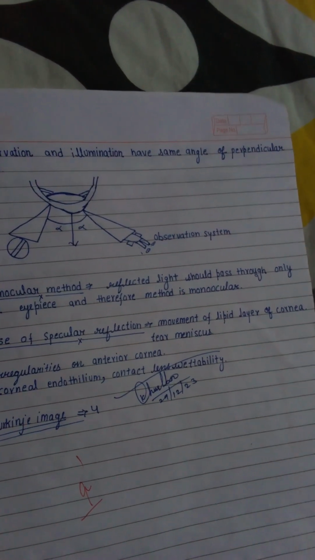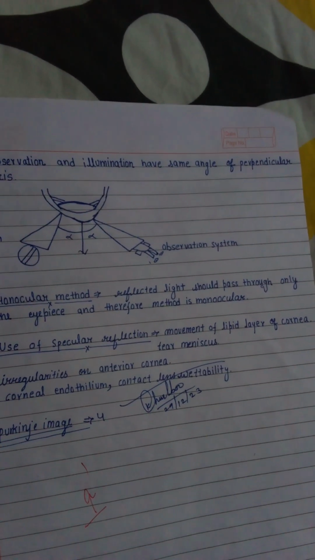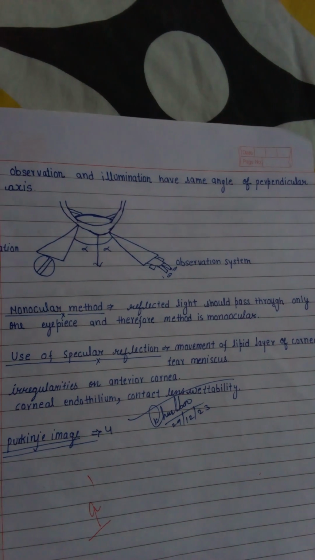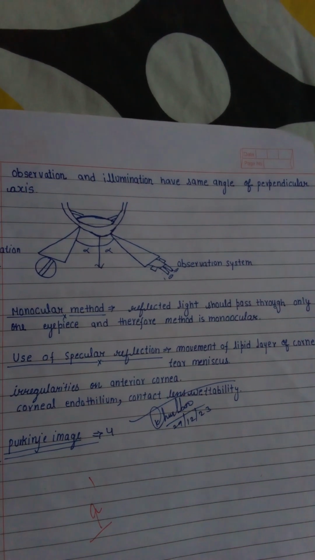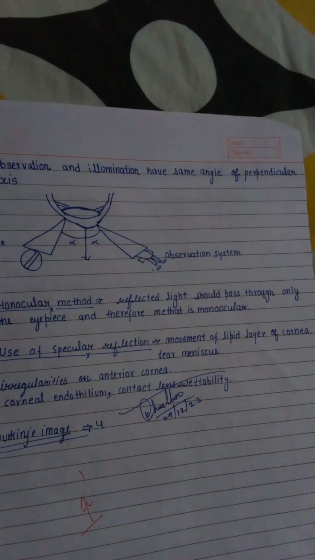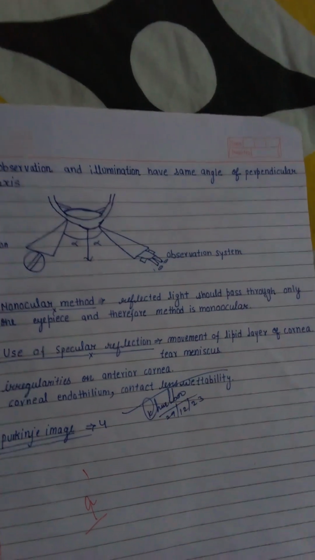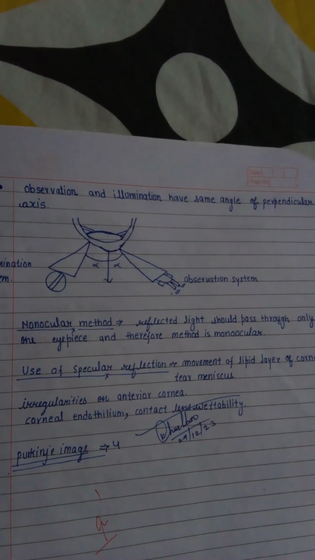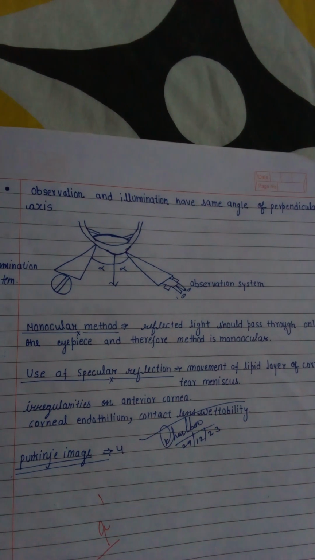Now we will discuss the use of specular reflection. The movement of the lipid layer of the tears, tear meniscus, irregularities of the anterior cornea, corneal endothelium, and contact lens wettability can all be observed by using specular reflection.